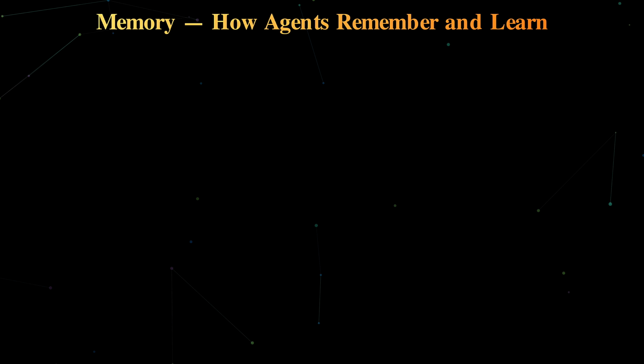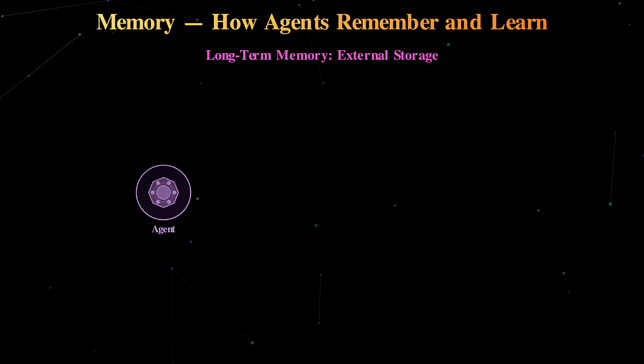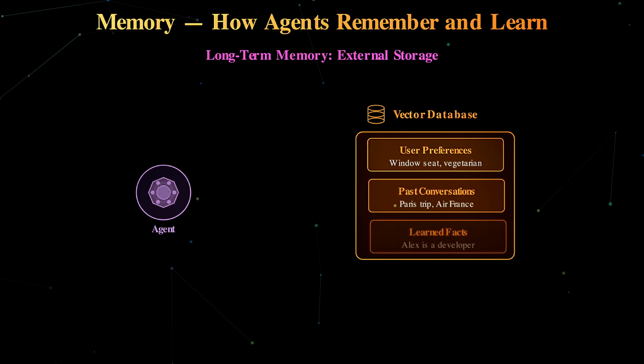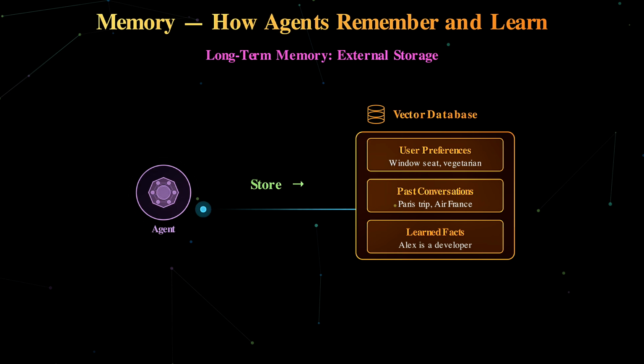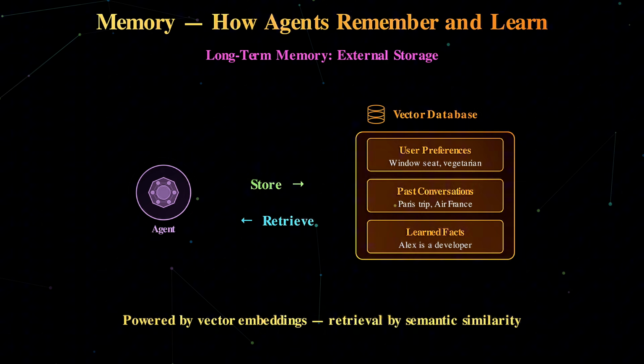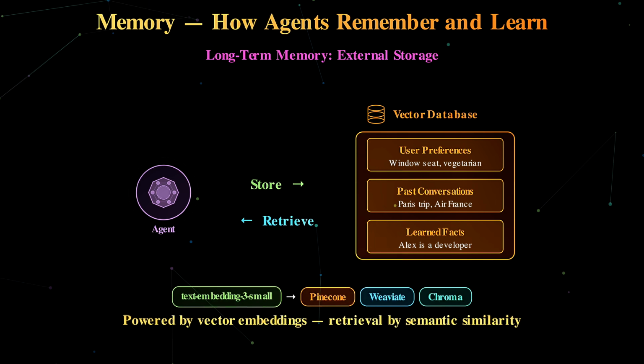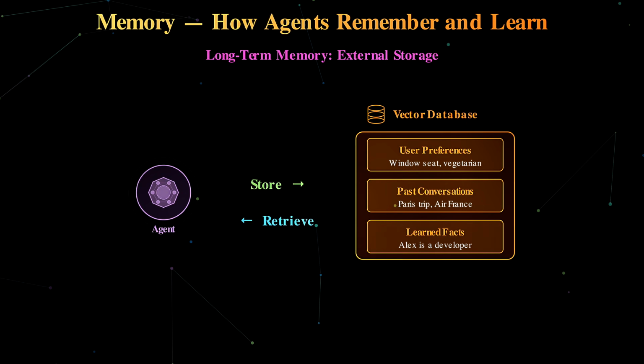For true persistence, remembering things across conversations, days, or even months, agents use long-term memory backed by external storage. When the agent learns something important, your name, your preferences, a decision you made, it writes a memory note and stores it in a database. At the start of each new conversation, the agent retrieves relevant memories. This is powered by vector databases like Pinecone, Weaviate, or Chroma, the same embedding technology we explored in the LLM series. Memories are converted to vectors, stored and retrieved by semantic similarity, so the agent finds the most relevant memories even if the exact wording differs.